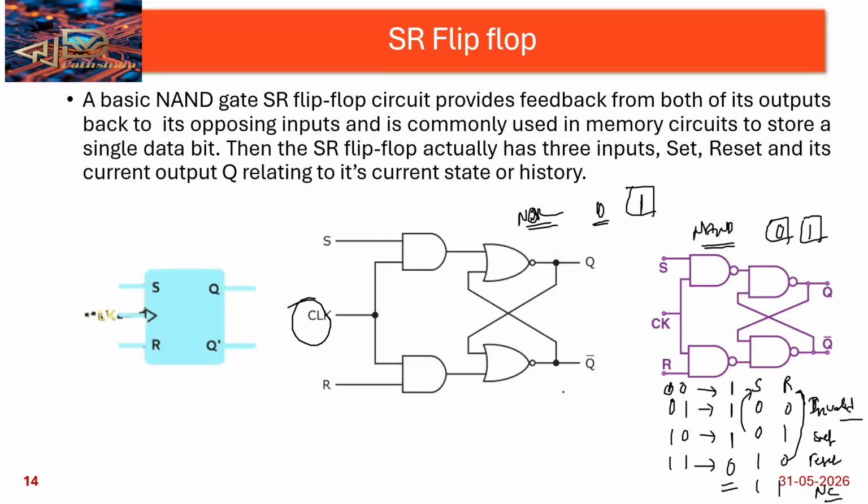See, here it is not like that. For the SR flip flop, 0 0 means your output will be the no change condition, 0 1 means the reset condition, 1 0 means the set condition, and 1 1 means the invalid condition. If both are 1, we are getting the invalid output. So that is the truth table of the SR flip flop.